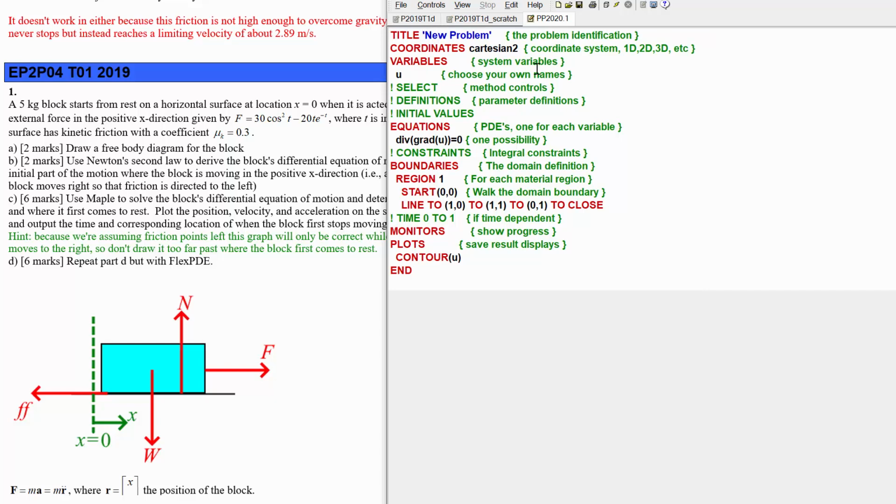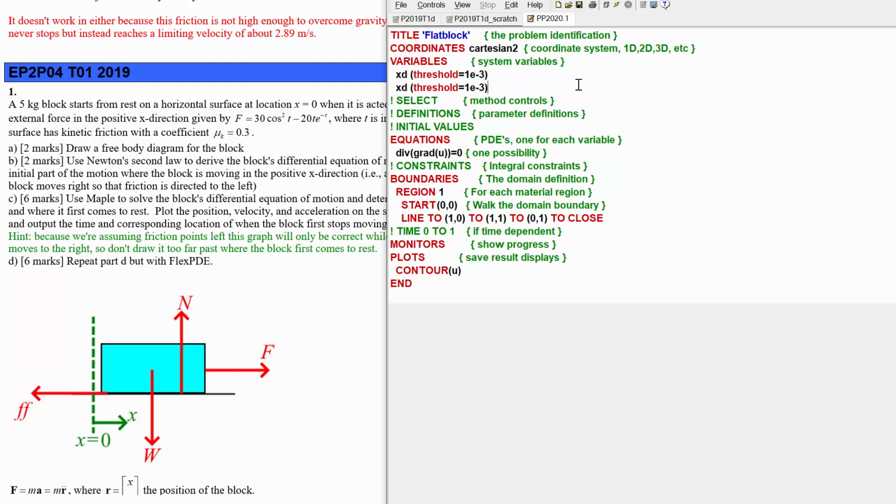We can optionally give it a title, maybe flat block, and we're going to need to set up some variables here. So what do we need? We need a position. We can't use X because that's already reserved for the coordinates in this grid that we're solving. So we've got to use something different. So I usually use XD for X displacement, and we need to give it a threshold because we're going to be doing a time-dependent problem here. We're also going to need the derivative of this for the velocity, so velocity in X.